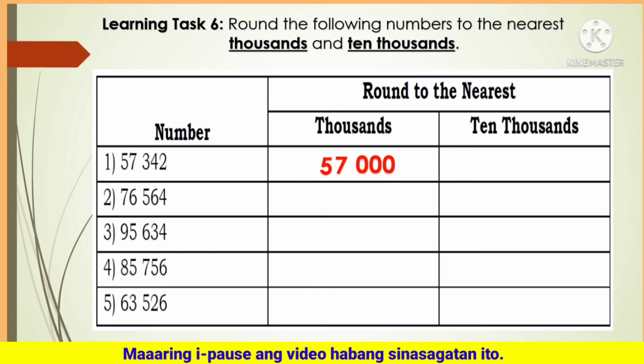Next, i-round off naman natin ang 57,342 sa nearest 10,000s. So, step 1. Alamin natin kung alin ang digit na nasa 10,000s place. Okay. Ones, tens, hundreds, thousands, 10,000s. So, ang nasa 10,000s place ay 5. So, guhitan natin si 5. Step 2. I-check ang digit na nasa kanan ng 5 or kasunod ng 5. So, ang nasa kanan ba or kasunod na digit ay 5 pataas or 4 pababa?